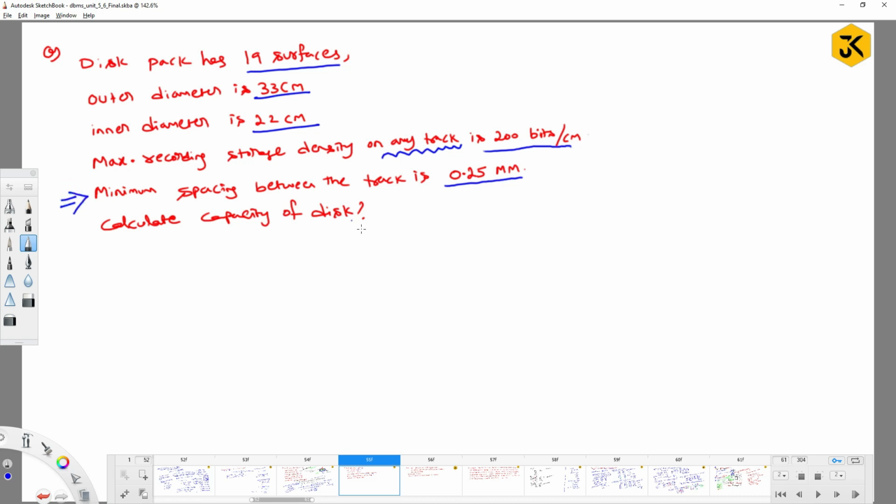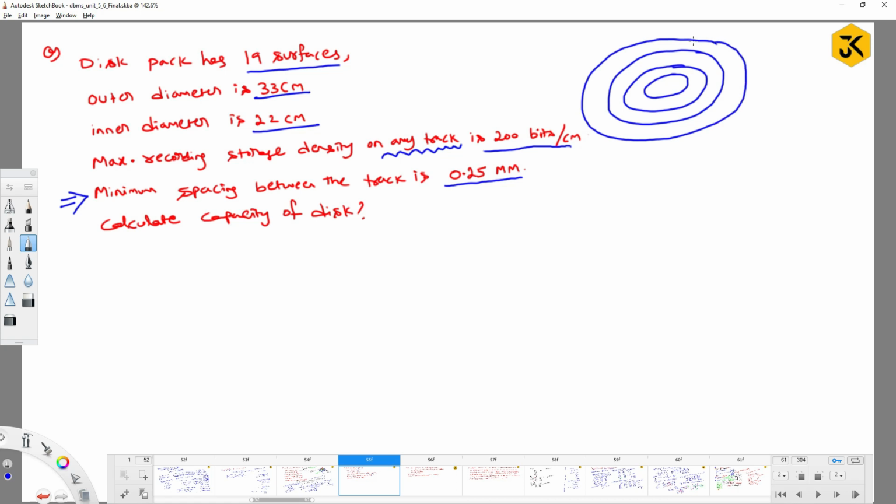What is the meaning of this one, minimum spacing between the track is 0.25 mm? If you think of this as a kind of plotter, on every track, if you are able to observe, there is a gap of 0.25 mm, meaning that this particular highlighted path cannot be used. This 0.25 mm cannot be used for anything. It's simply a gap, right? Based on that, you can calculate the number of tracks, right?